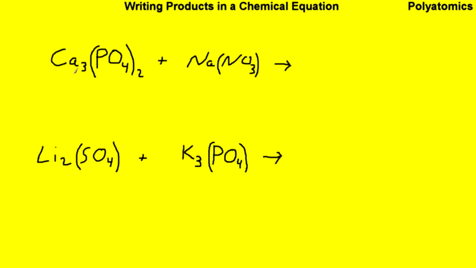Let's take the metal of the first one, the calcium, and join it with the nonmetal portion. Those polyatomics act as nonmetals because they're negative ions. So we're going to put the NO3 right next to it.